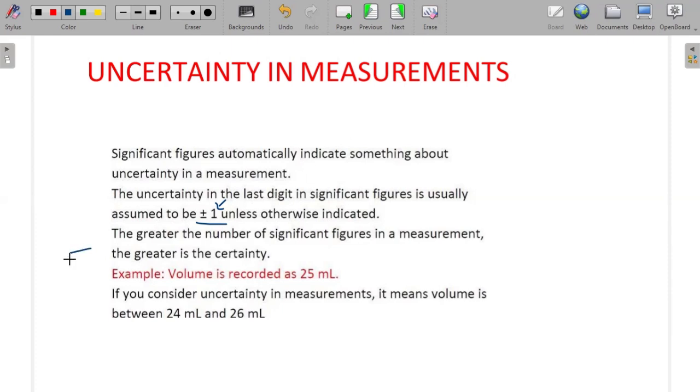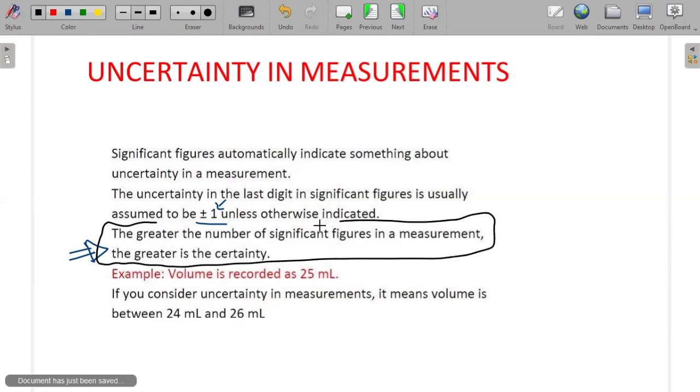Here, there's one important quote. They are saying the greater the number of significant figures in a measurement, the greater the certainty. This is a question that will come. I don't know if tutorial sheet 1 is out yet, but I suspect so, because in the previous intakes they have been putting it. They're going to ask you a question about this.